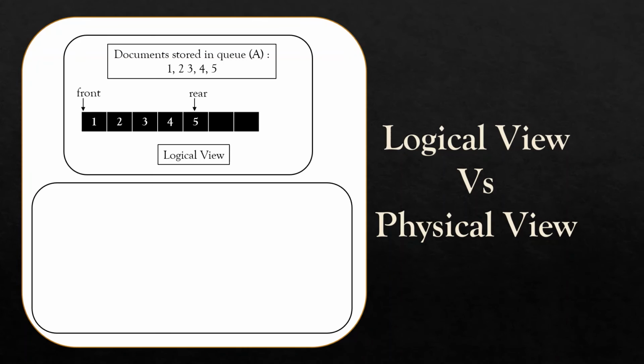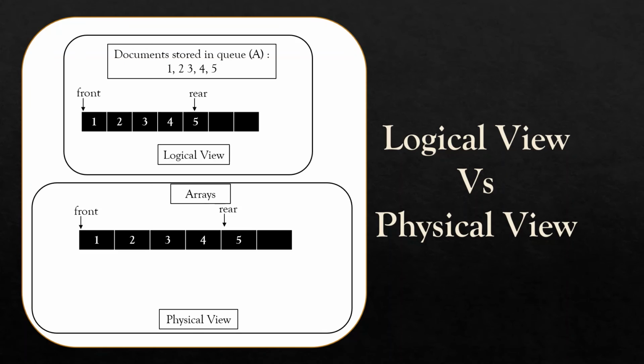When we logically look at the queue, we assume it to be a list of elements with infinite amount of space available to store the elements. Always the insertion is done at one end called the rear, and always deletions are made at the other end called the front. So if I were to introduce a new document, it would be rear increasing by 1 and then the value 6 being inserted at the new position.